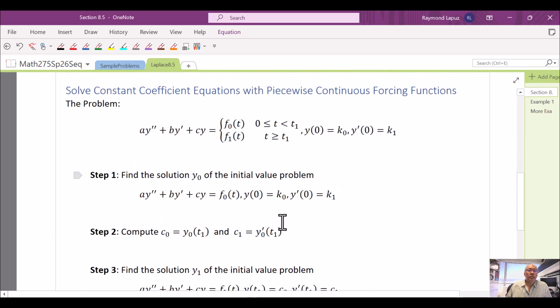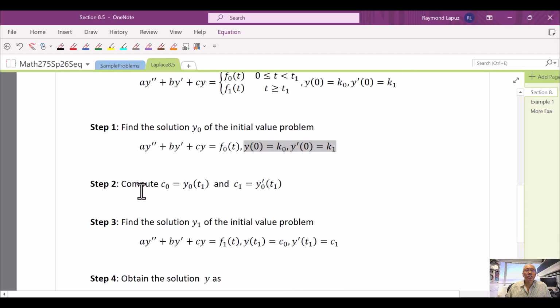Now, if you were to solve constant coefficient equations with piecewise continuous forcing functions, here would have been your algorithm. The left-hand side is just a general equation that we've seen before, and your right-hand side would be some piecewise function. What you would do is solve for the function from 0 to t sub 1 using the initial conditions. And then from there, you get a solution for that. You're going to get a y sub 0 solution.